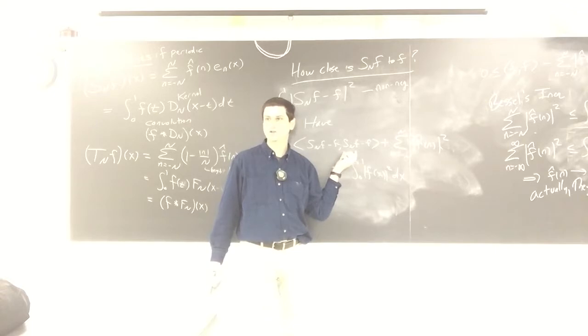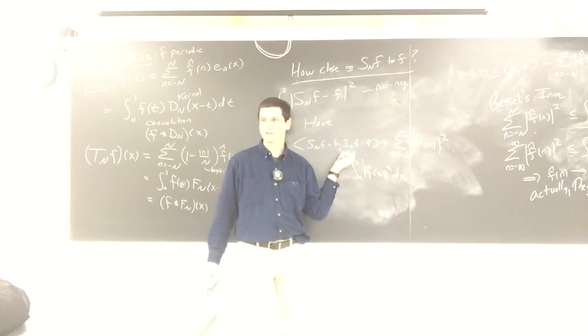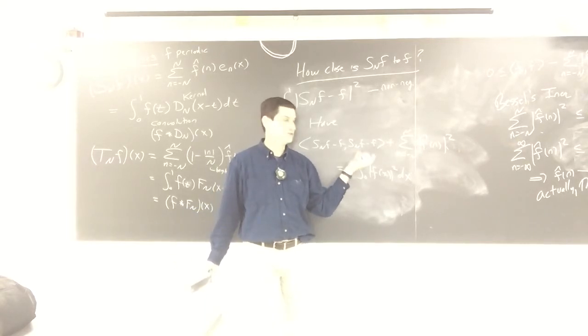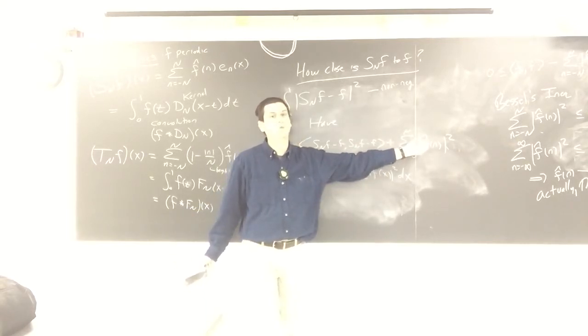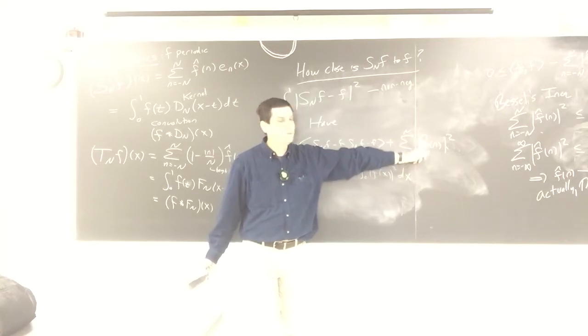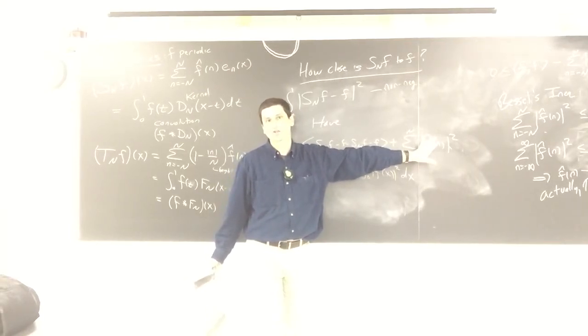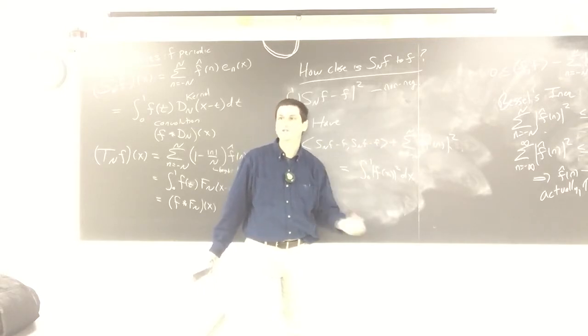Instead of using the Dirac series, we could use the Fourier series. And then all we would have to show is the Fourier series goes to 0. We would have a weighted sum, but the weights would be 1 minus n over big N, and those weights would all go to 1. So we can actually prove this just by using the Fourier series and not going through the Dirac series.